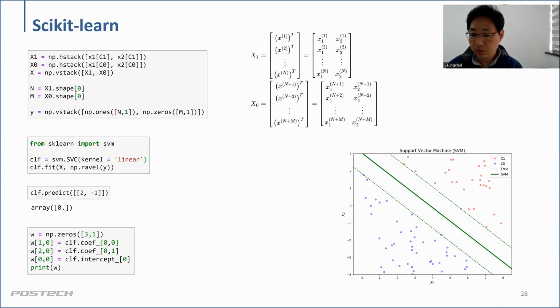SVM is, I would say, one of the most successful and widely used methods for machine learning and classification. And of course, you can see it's already implemented in scikit-learn. Actually, you don't have to use CVXPY. Here from sklearn we import SVM, define the kernel as linear, and we can get the same thing.